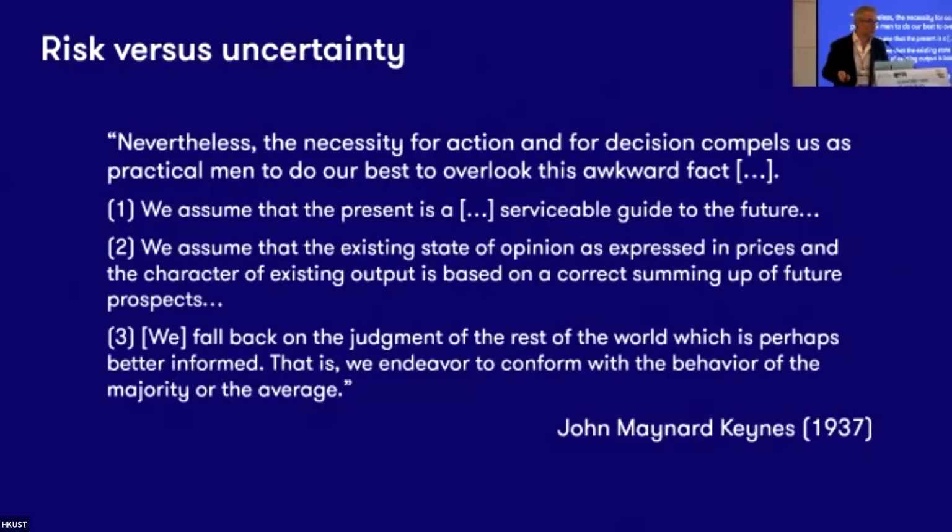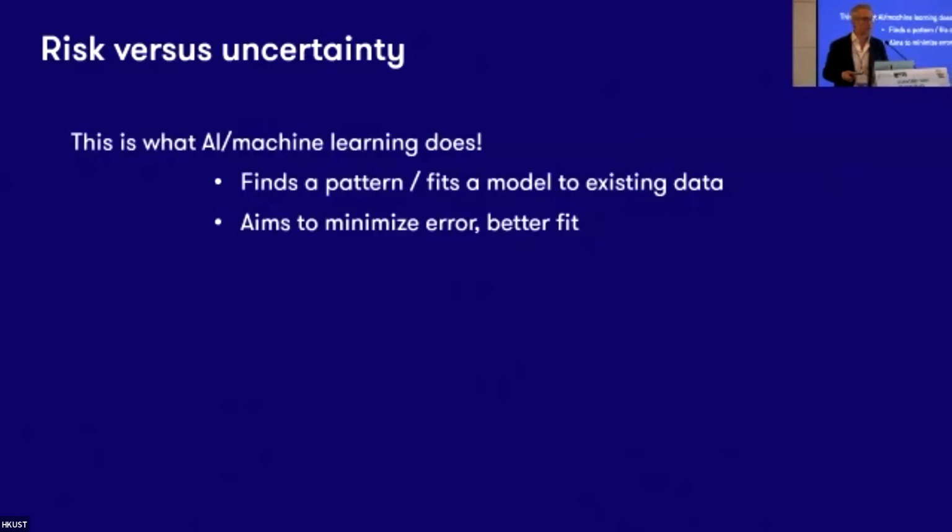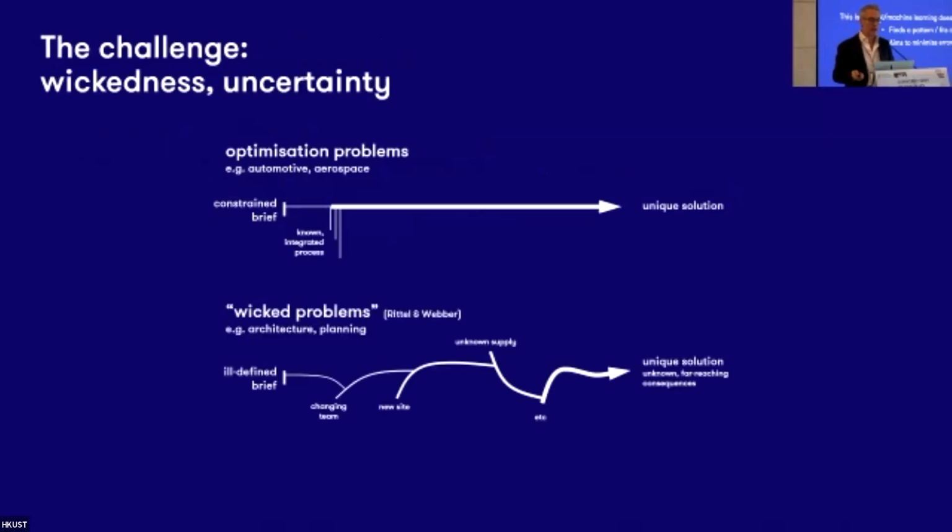Now, these are the things that we tend to fall back on, but these are also the things that AI and machine learning typically does. It finds a pattern, fits a model to the existing data, and it aims to minimize the error in that model. It aims for a better fit. Now, that works in some cases, but it tends to work in the problems that Rittel and Weber would have called tame problems, as opposed to what they called wicked problems.